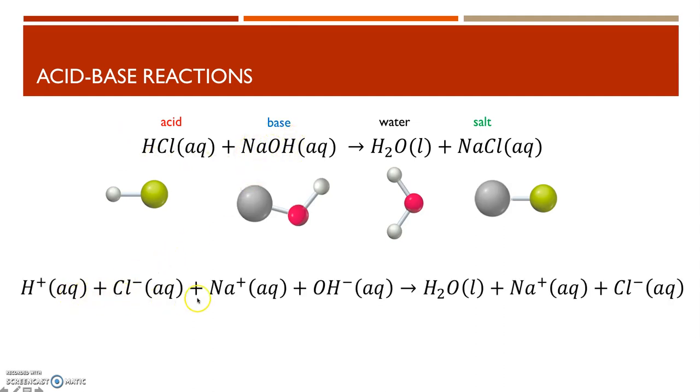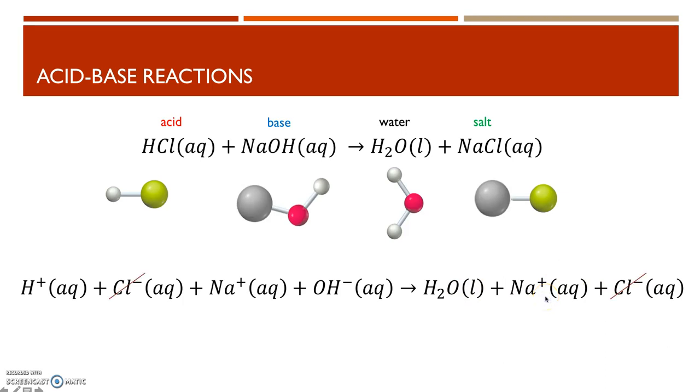We can write out all of those ions explicitly instead of calling them molecules here. So we would have a hydrogen ion, a chloride ion, sodium ion, hydroxide ion, and the hydroxide and the hydrogen are going to come together to make liquid water, and we have leftover sodium and chloride. The sodium and the chloride we would call spectator ions.